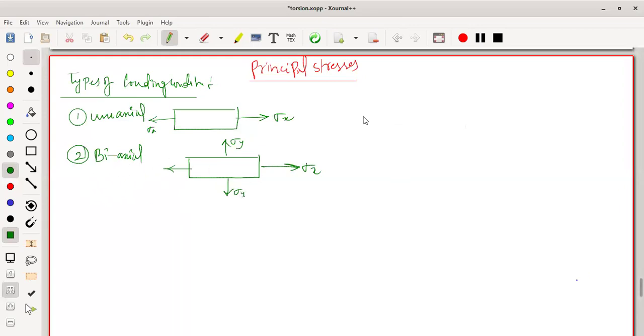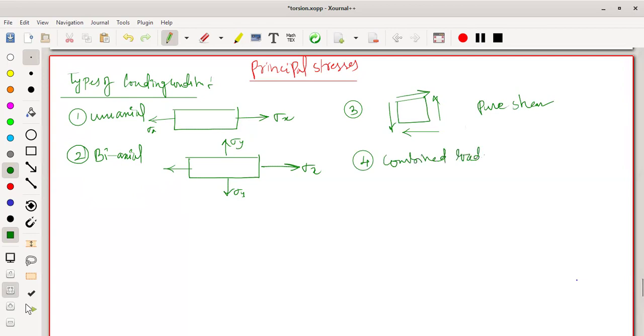Like that we have triaxial also, which I'm not going to discuss here. Then, if a member is subjected to shear, this is called pure shear. So you can consider this as pure shear. And the fourth one you can call a combined loading condition.